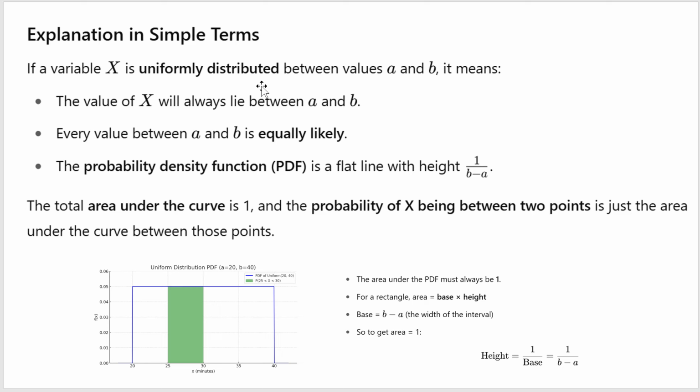So the probability density function is a flat line with height 1 divided by b minus a. How did we get that? This is b, 40. This is a, 20. So 40 minus 20 is this length. If you want the area, it is this times this, right? You want the height. So the area is 1. Area divided by this side will give you the height.